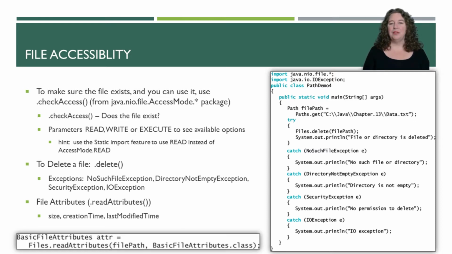And that has a couple of things in there like checkAccess. Does the file already exist? We can also do things with parameters to say that I want to open my file as read or write or execute to see the options that are available. So I can do that with my checkAccess methods to make sure that I have access to actually read or write this file. Some of the files on your computer you may not have access to read or write.